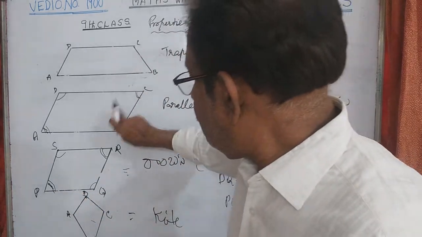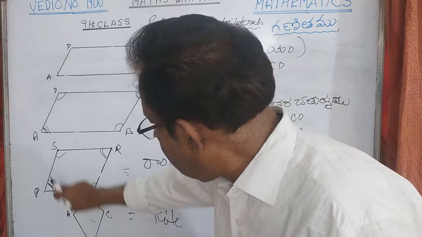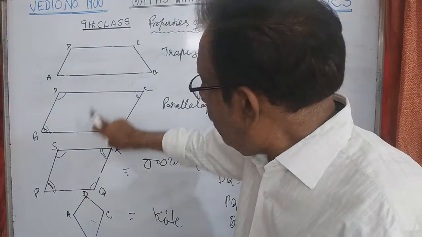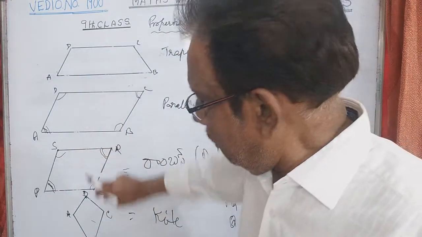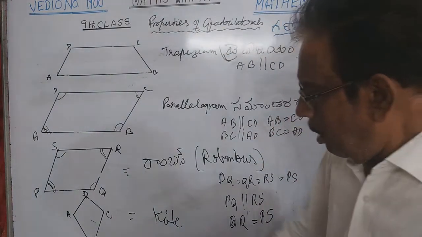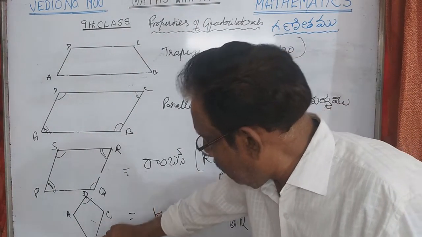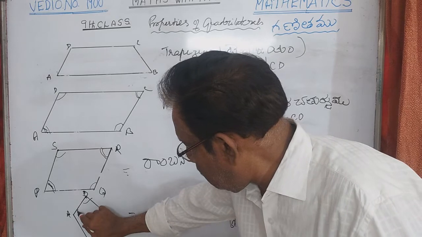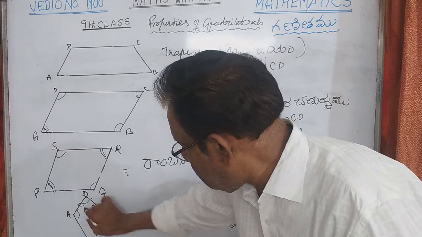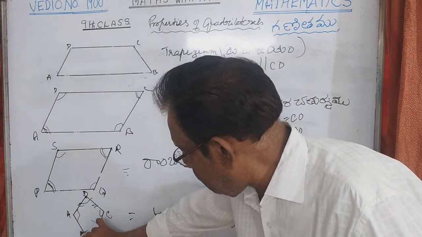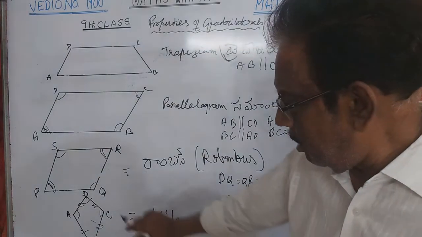Look here. What is the difference between these two? Here all four sides are equal. Here only opposite sides are equal. And here opposite angles are equal. This angle is equal to this angle, this angle is equal to this angle, this length is equal to this length, and this length is equal to this length. Understand? So this is about the kite.